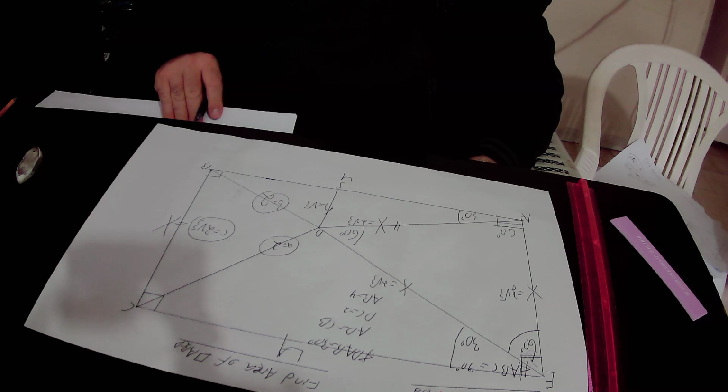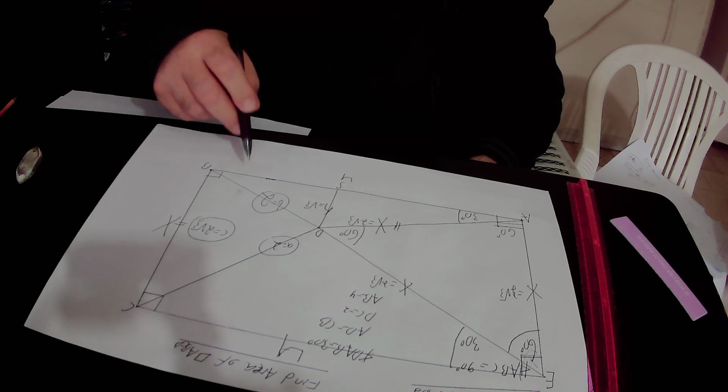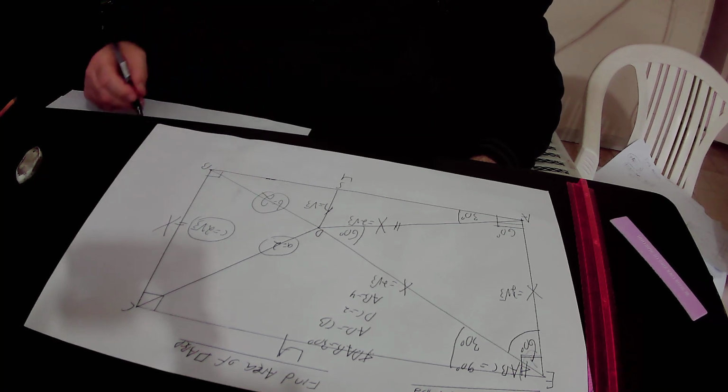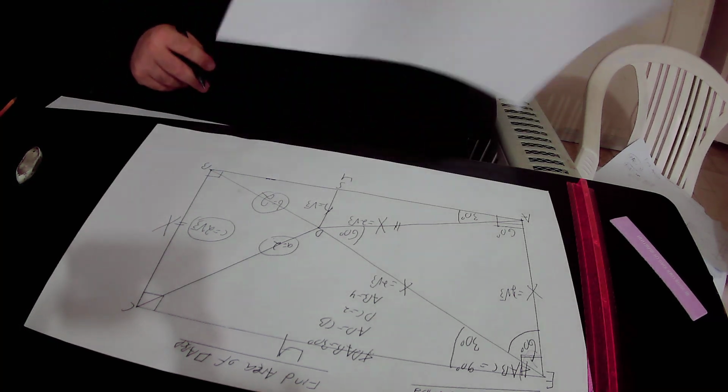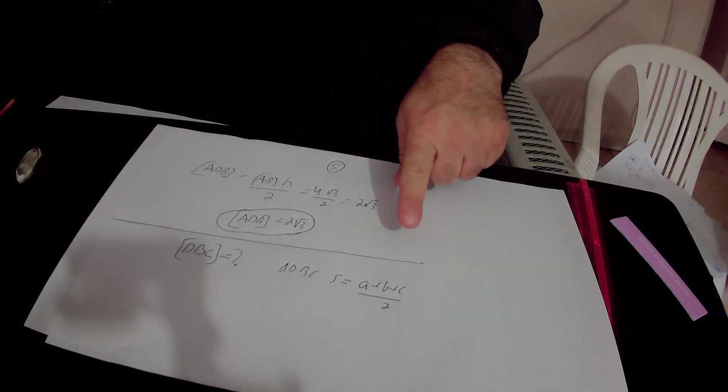So the semi-perimeter of triangle DBC, that is actually S, the abbreviation for semi-perimeter, S will be equal to A plus B plus C over 2. Again, the semi-perimeter of triangle DBC equals A plus B plus C over 2.